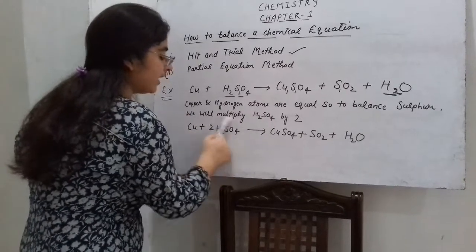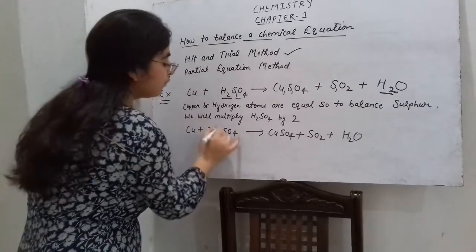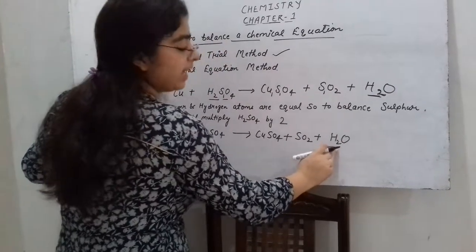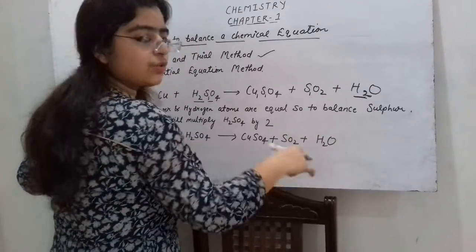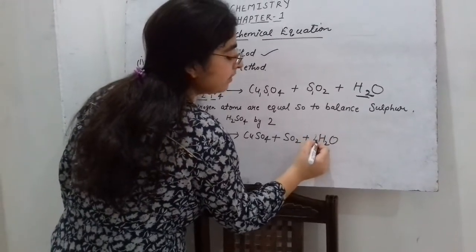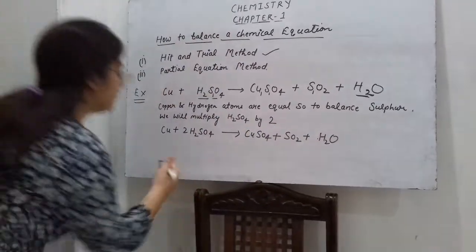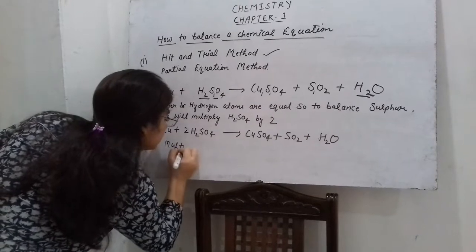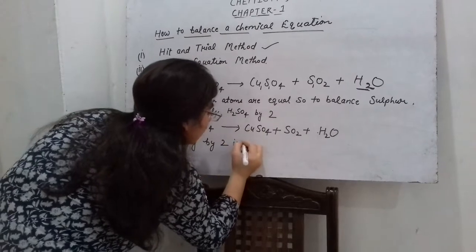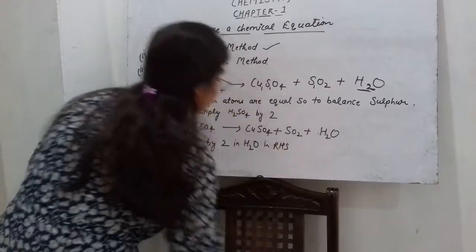Now here 4 atoms of hydrogen are there, 2 is here and 2 is here. So overall there are 2 2s are 4 atoms of hydrogen in the reactant side, and therefore in order to make the number of hydrogen atoms equal to 4, what we will do, we will multiply by 2 in H2O, and therefore in the next step we will write multiply by 2 in H2O in the right hand side.